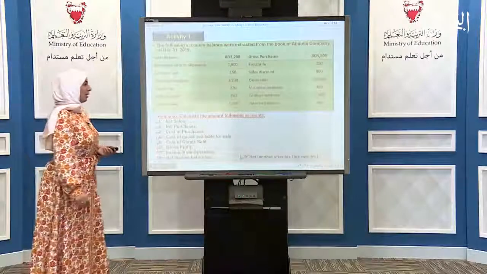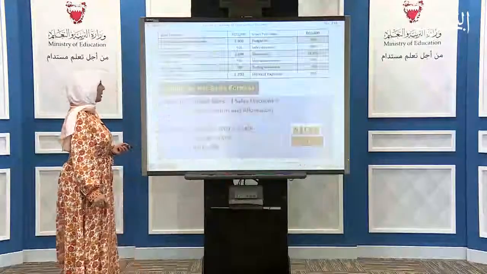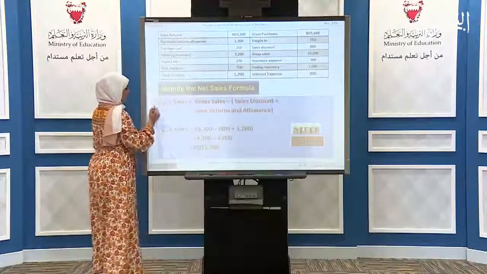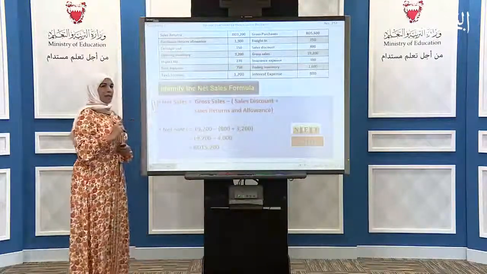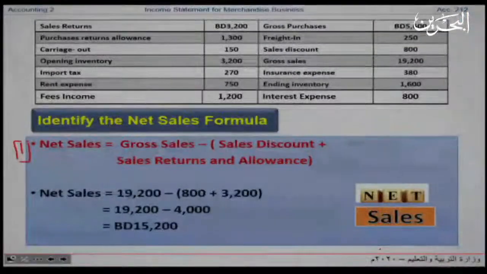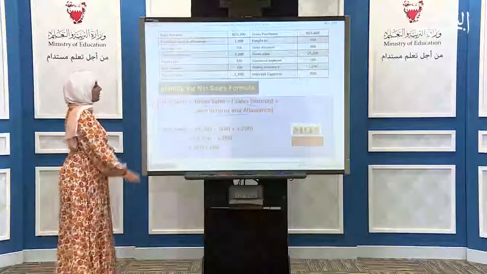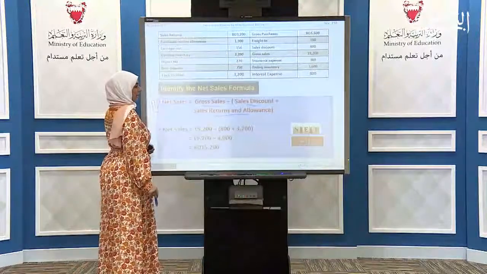After looking at the data of Abdullah Company, let us take the first required. They ask us to find the net sales. How can we get the net sales? We can get the net sales by using the gross sales and subtracting the total of the sales discount and the sales return and allowance. All these figures, we can see from the data of Abdullah Company.